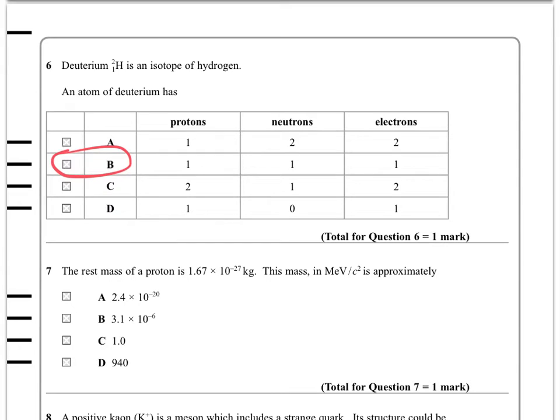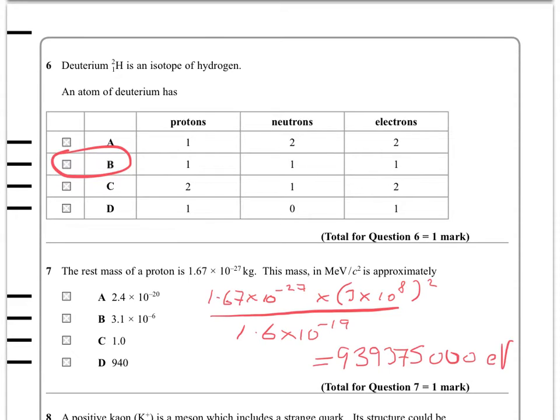And then we convert the joules to electron volts by dividing by the electron charge, 1.6 times 10 to the minus 19. So we get 1.67 times 10 to the minus 27 times the speed of light squared divided by the electron charge, 1.6 times 10 to the minus 19. That's our conversion to eV. The top line is joules. By dividing by e, we get it in eV. So you can see we get 939 million, which means that in MeV it's 940, and D is our answer.